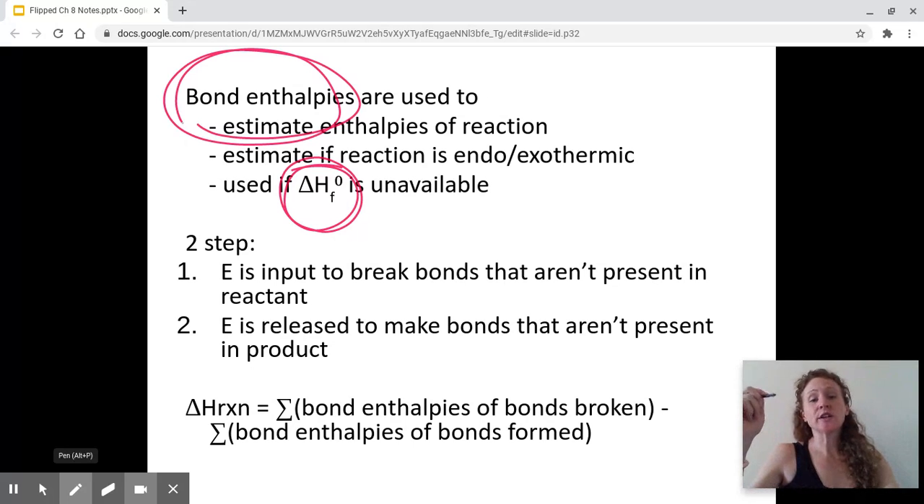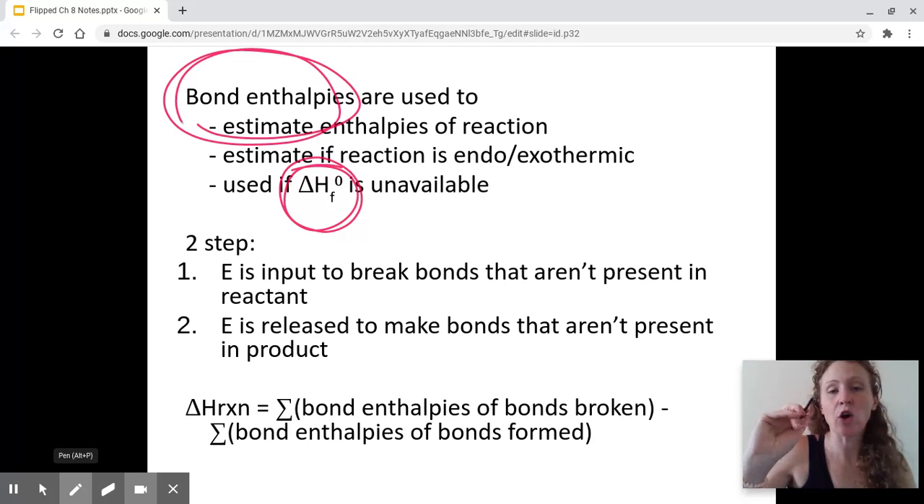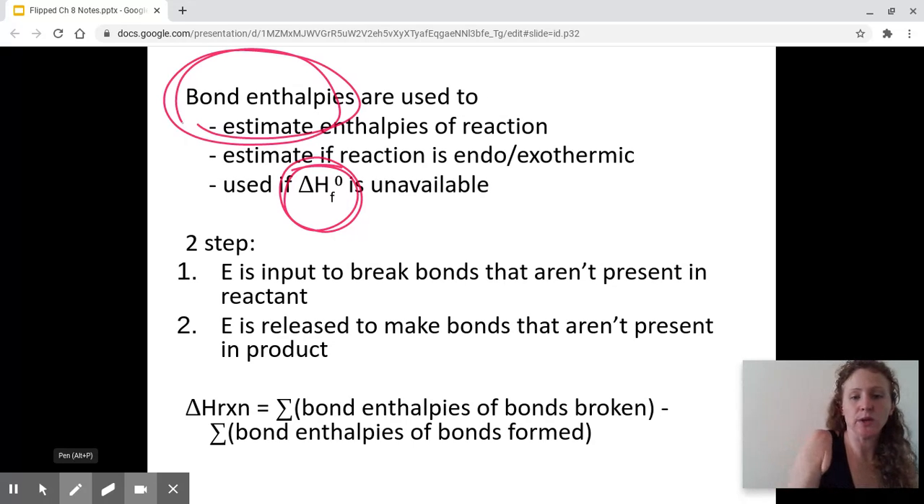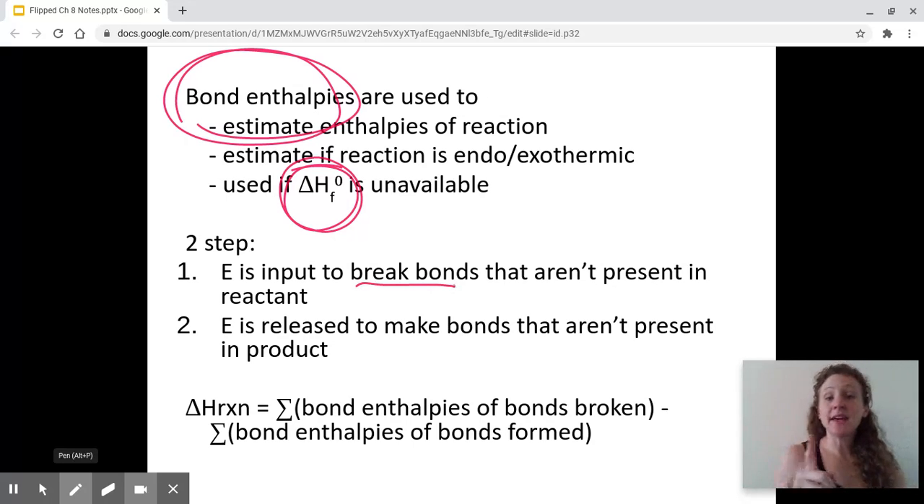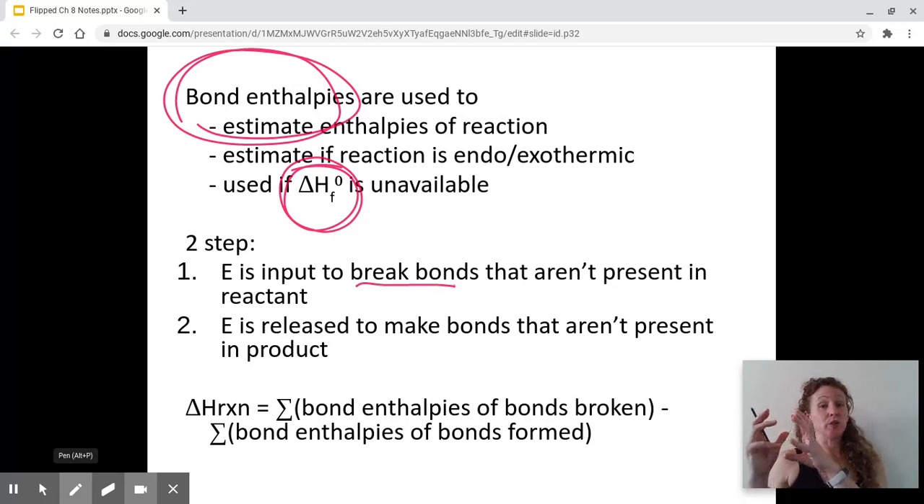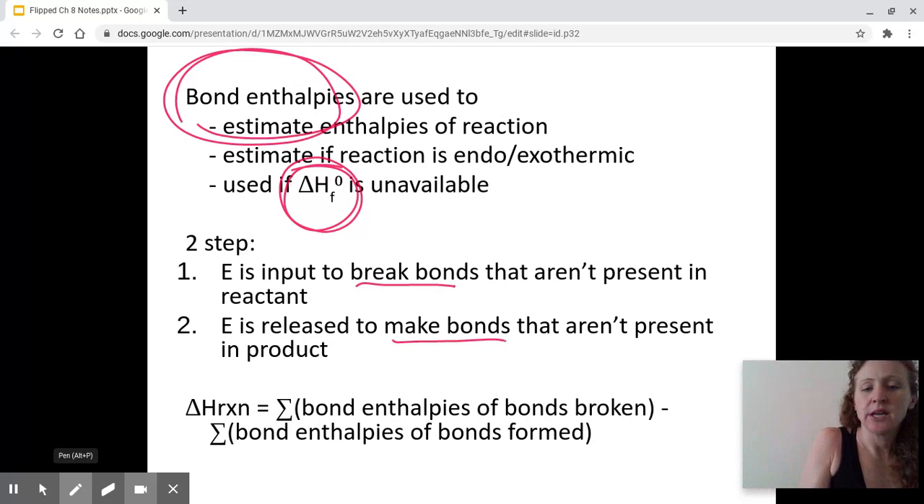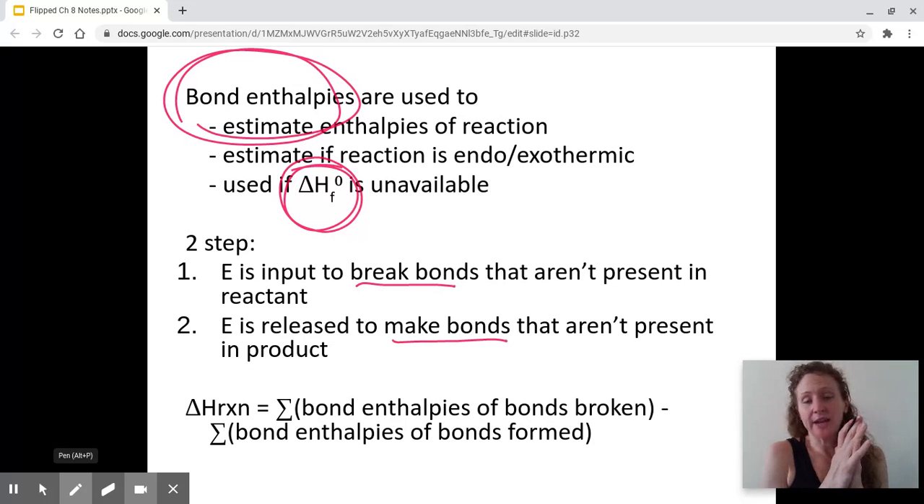Okay, so in order to calculate a bond enthalpy, there's basically two steps to it. First of all, you have to figure out all the bonds you're going to break and tally up the energy it's going to take to break those bonds. So that's step number one. And then you figure out all the bonds that are going to form, and you tally up all the energy that you're going to get out when you form those bonds. And then you put those together, you just add them, and voila, you have bond enthalpies.